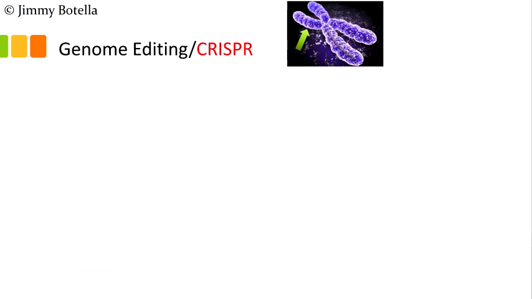CRISPR uses two different components. One of them is a molecular scissors, and the second one a homing device. The molecular scissors is a molecule of a protein that we know as Cas9, and the homing device is a molecule of RNA, also known as guide RNA, because it will guide the Cas9 scissors to the right place.